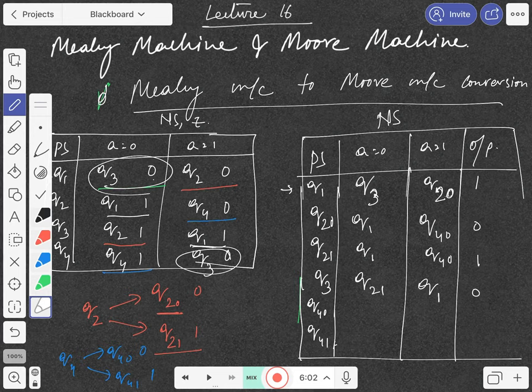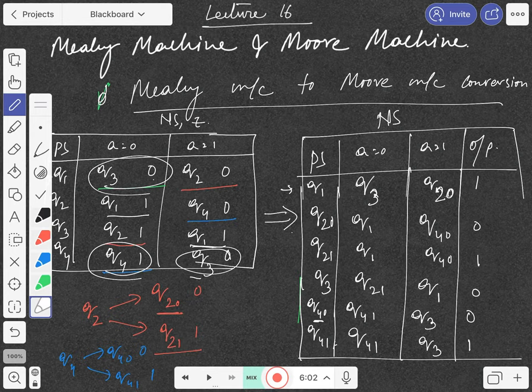Now for Q4 0, we have Q4 1, so this must be Q4 1, and for Q3 it will remain the same. And what should be the output? That output must be associated with Q4 0, and for Q4 0 we know the output is 0, and for Q4 1 it will be the same, that is Q4 1 here, and this one is Q3, and the output is 1. So this is the entire conversion from Mealy machine to Moore machine.